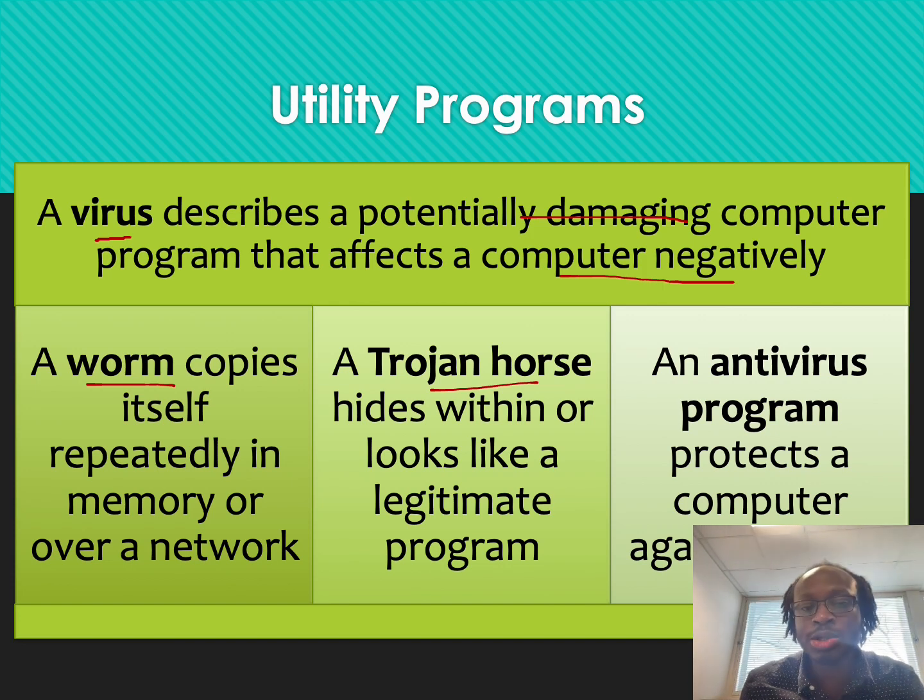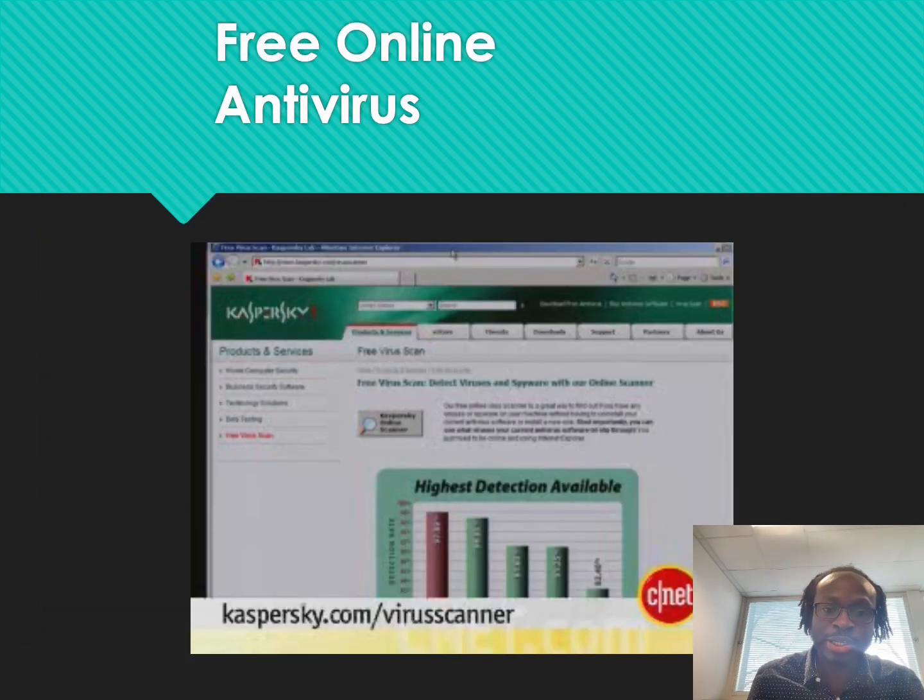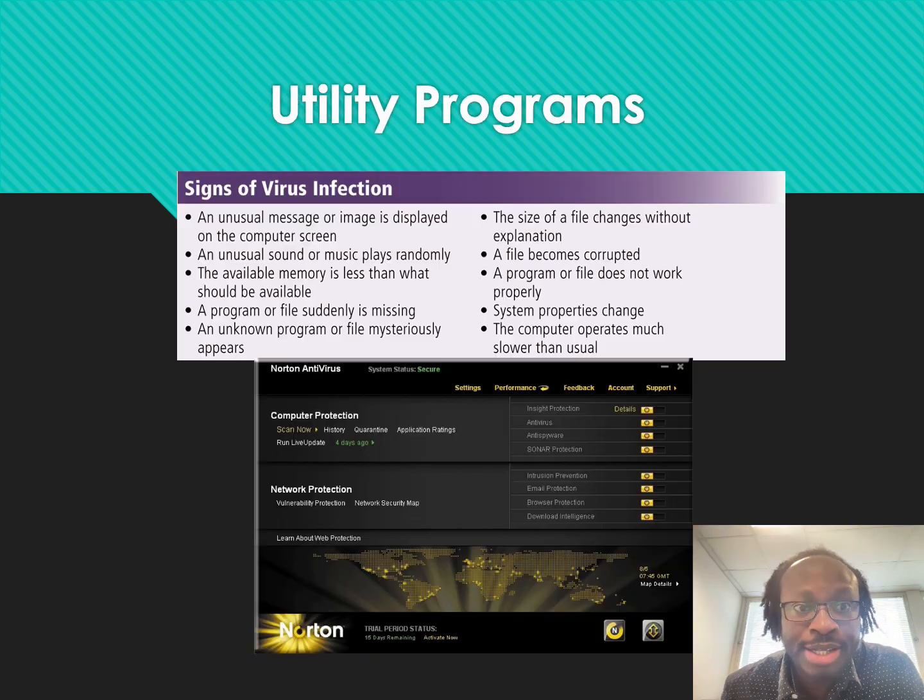Whilst the Trojan horse will hide itself and make itself look like genuine software, and then when you double click, of course the virus will be running in the background and other things. The antivirus protects your machine from these viruses. Examples of an antivirus: Kaspersky antivirus, Norton antivirus, and other things that you can use.